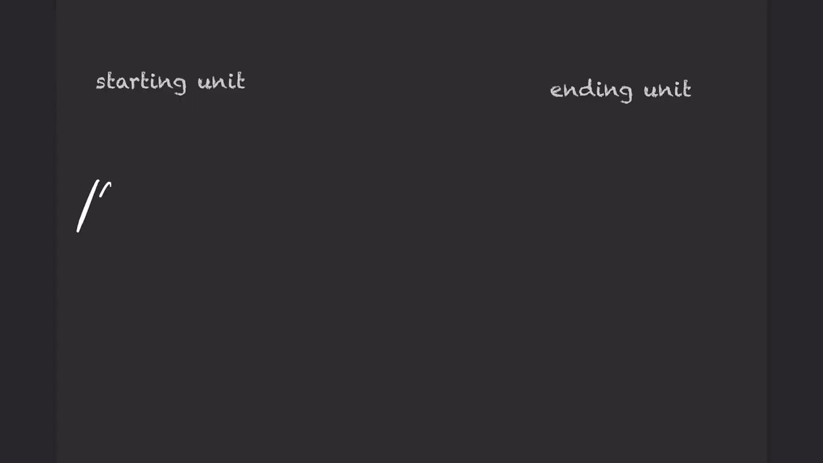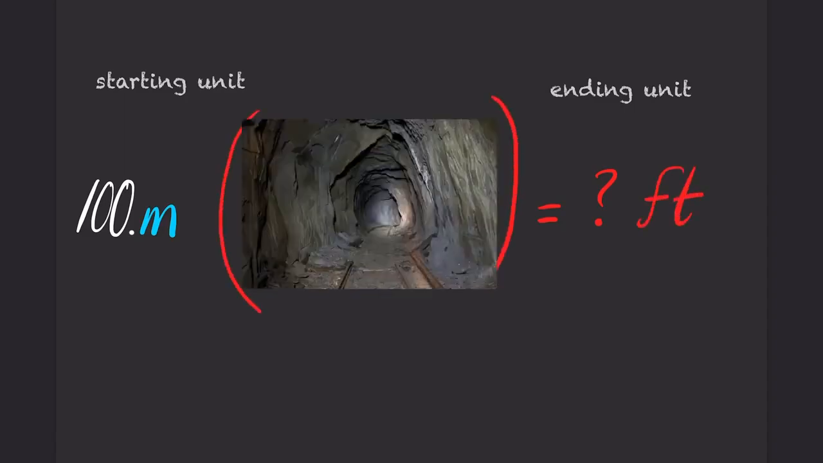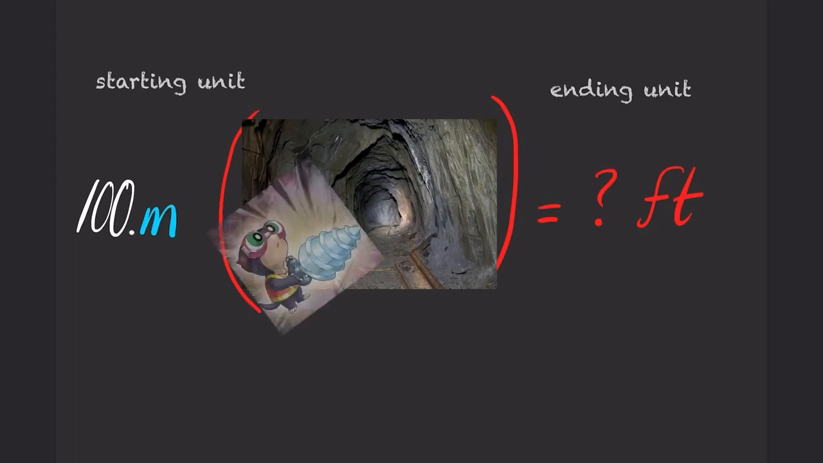We take the starting measurement unit of length, 100 meters, and what measurement unit do we want to convert it to? Feet. To get from meter to feet, we build math tunnels that will take us from our starting unit, 100 meters, and come out the other side of the tunnel with the ending unit that we want, feet. To dig through the math tunnels, we use these things called conversion factors.